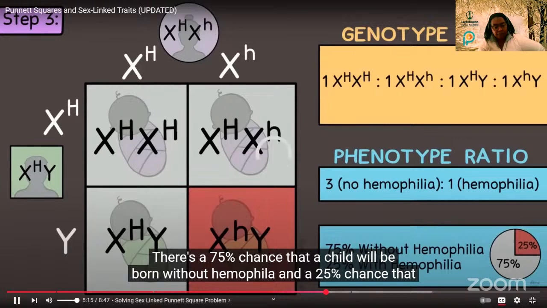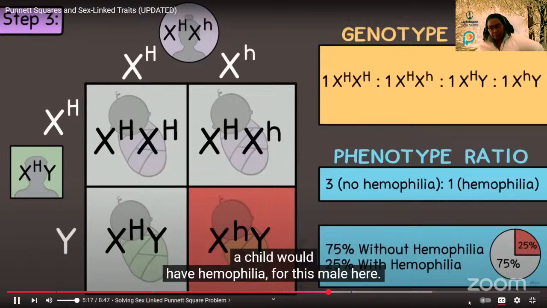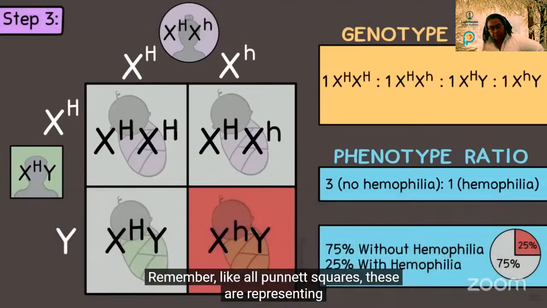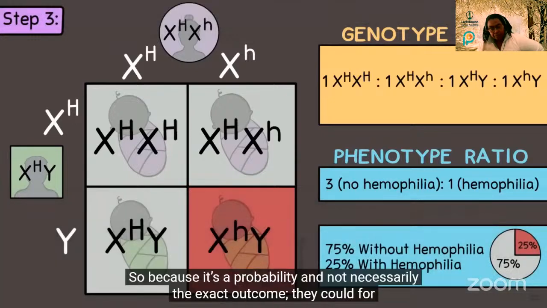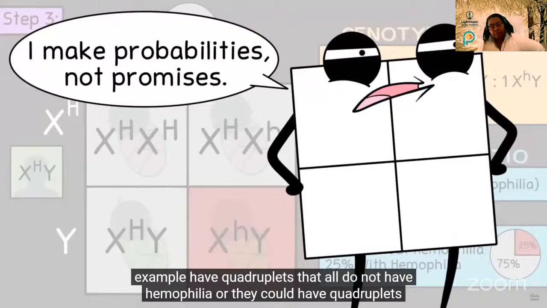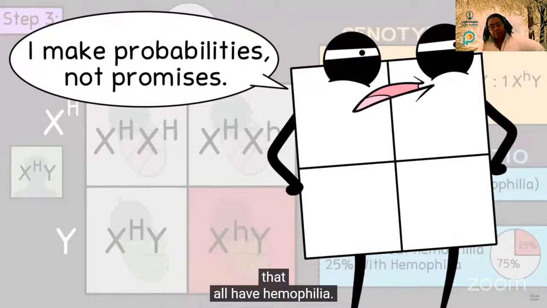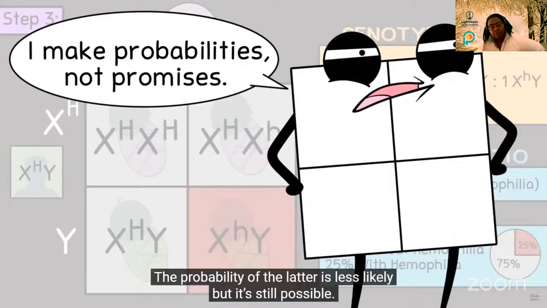And a 25% chance that a child would be born with hemophilia. Remember, like all Punnett squares, these are representing probabilities. So because it's a probability and not necessarily the exact outcome, they could, for example, have quadruplets that all do not have hemophilia, or they could have quadruplets that all have hemophilia. The probability of the latter is less likely, but it's still possible.